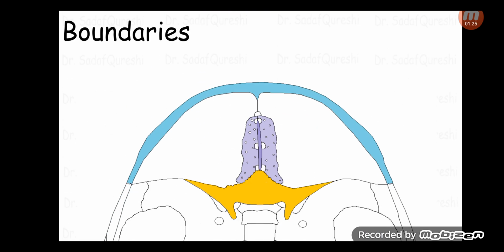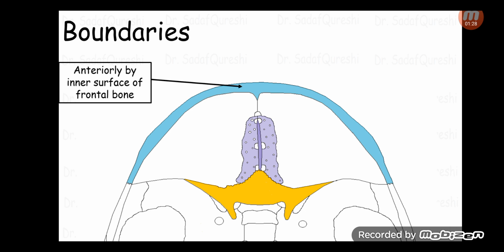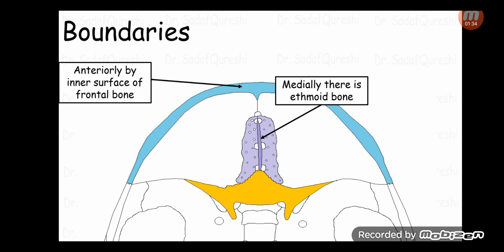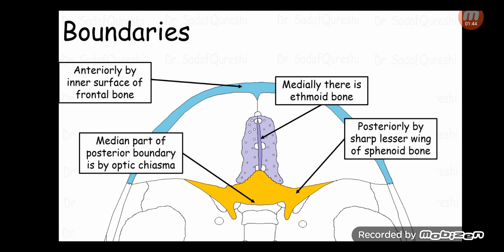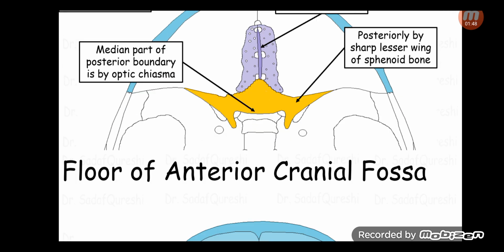Now we will talk about the boundaries of anterior cranial cavity. Boundaries of anterior cranial cavity are anteriorly by inner surface of frontal bone. Medially, the anterior cranial cavity is bounded by ethmoid bone, and posteriorly it is bounded by sharp lesser wing of sphenoid bone, and median part of posterior boundary is by optic chiasma.